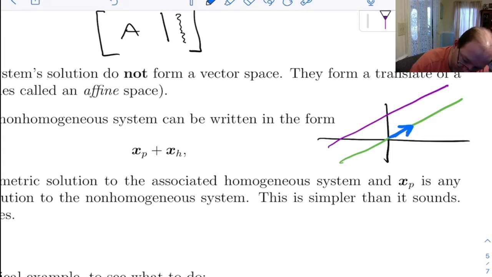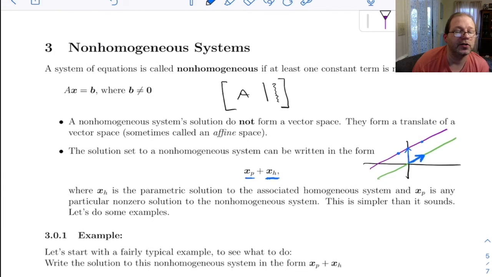And if we think of it just as a point, it's a point on here. So the idea is, if you take a solution to the homogeneous system and you add any particular solution to the non-homogeneous, then you get the solution set for the non-homogeneous system.